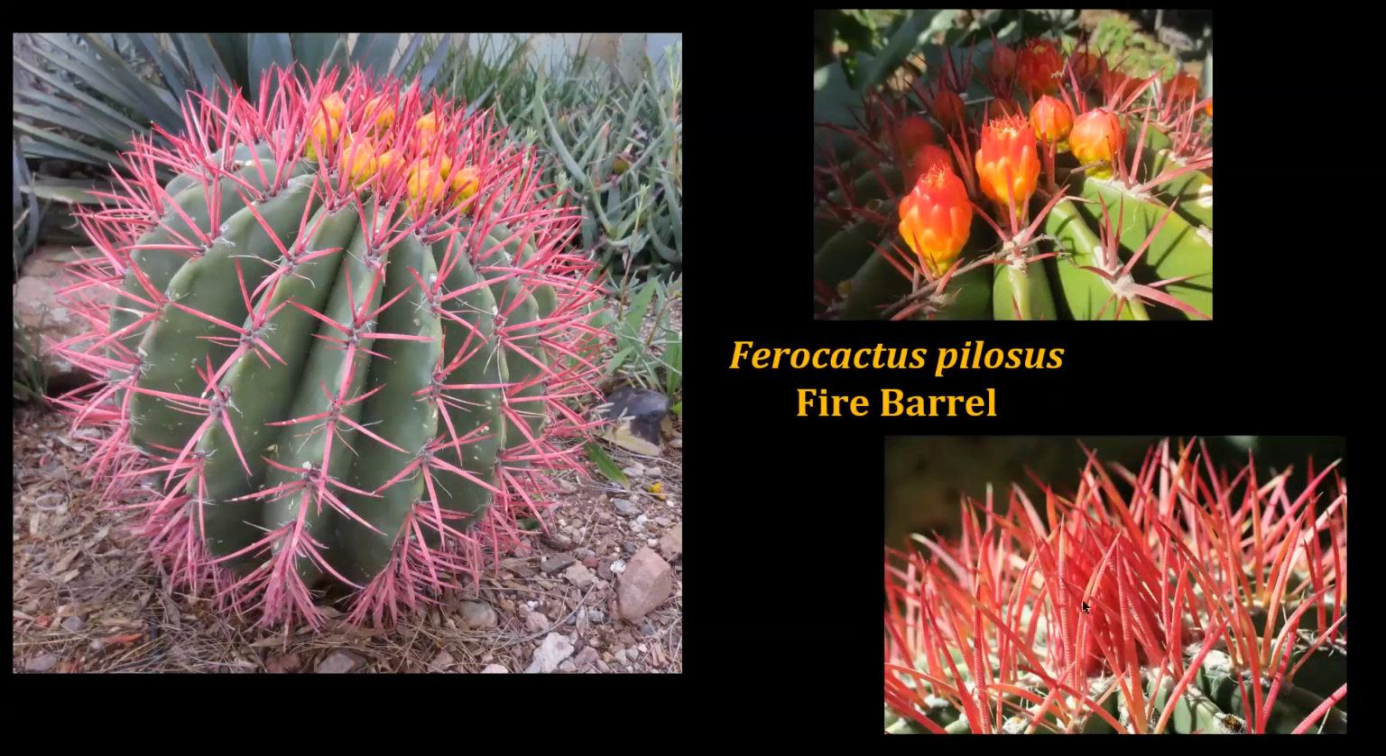This backlit, one of the common names is fire barrel. And, backlit by the sun, these spines just glow and they look like you've got flames. So have fun with plants like this.